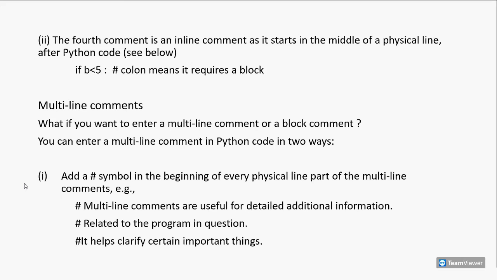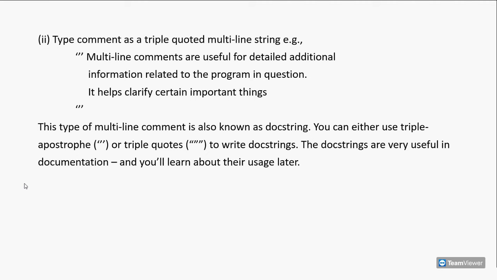Now we also have multi-line comments. So what are multi-line comments and why do we need them? What if you want to enter a multi-line comment or a block comment? You can enter a multi-line comment in Python code in 2 ways. The first one is to add a hashtag symbol at the beginning of every physical line that is part of the multi-line comment. Example, we have 3 lines that we want to use as comments which are following each other, and therefore the comment is a multi-line comment. So at the beginning of each line we can place a hashtag character, and this would make it a multi-line comment. The other method is we can type the comment as a triple quoted multi-line string.